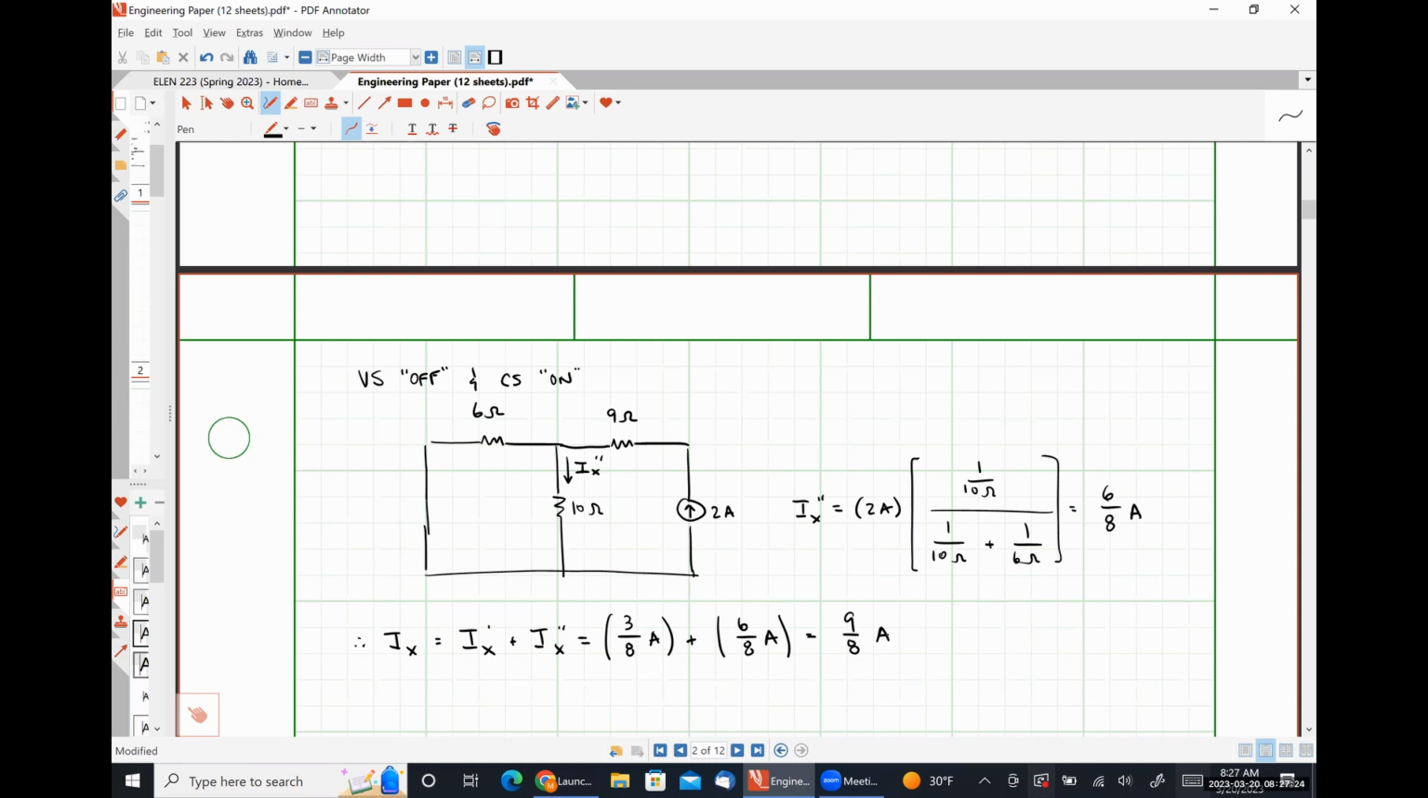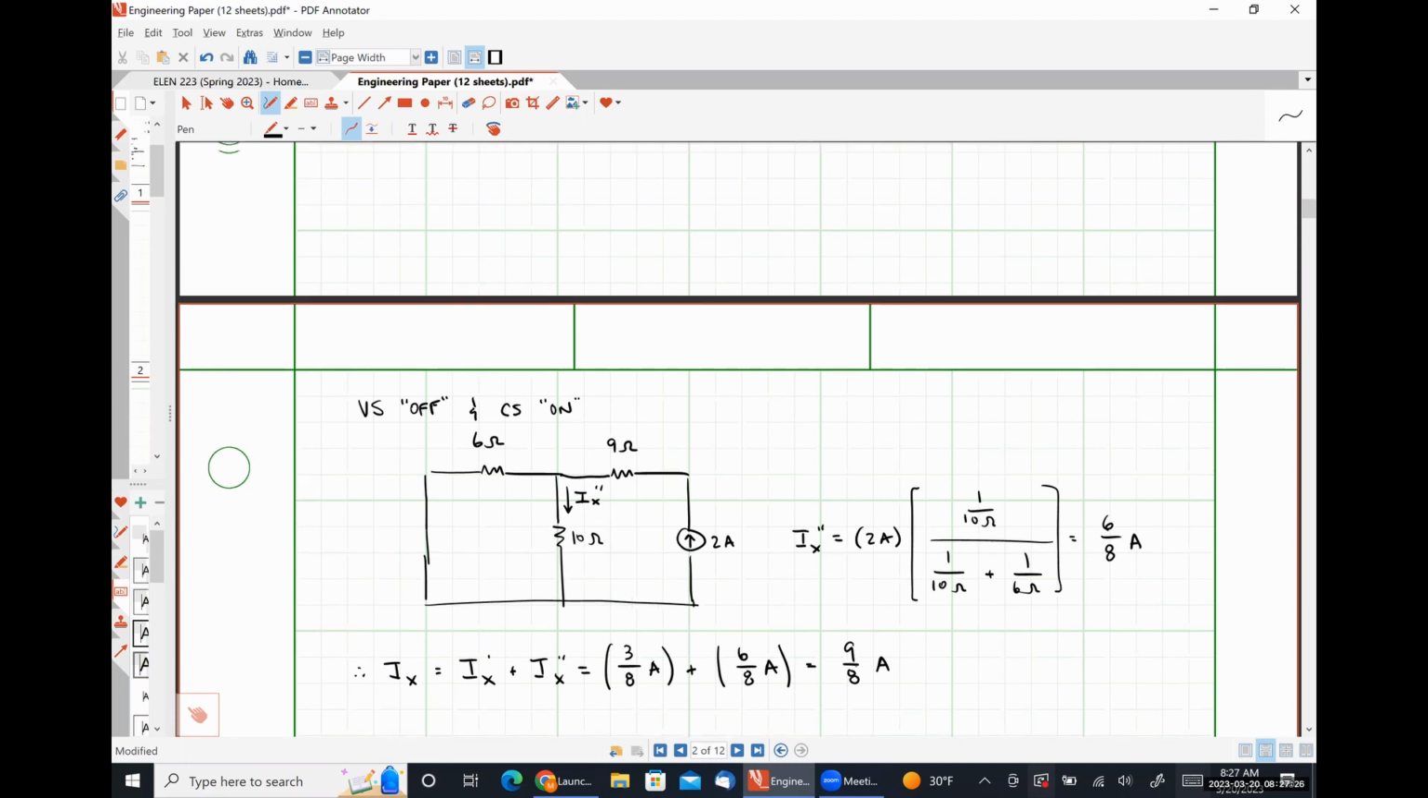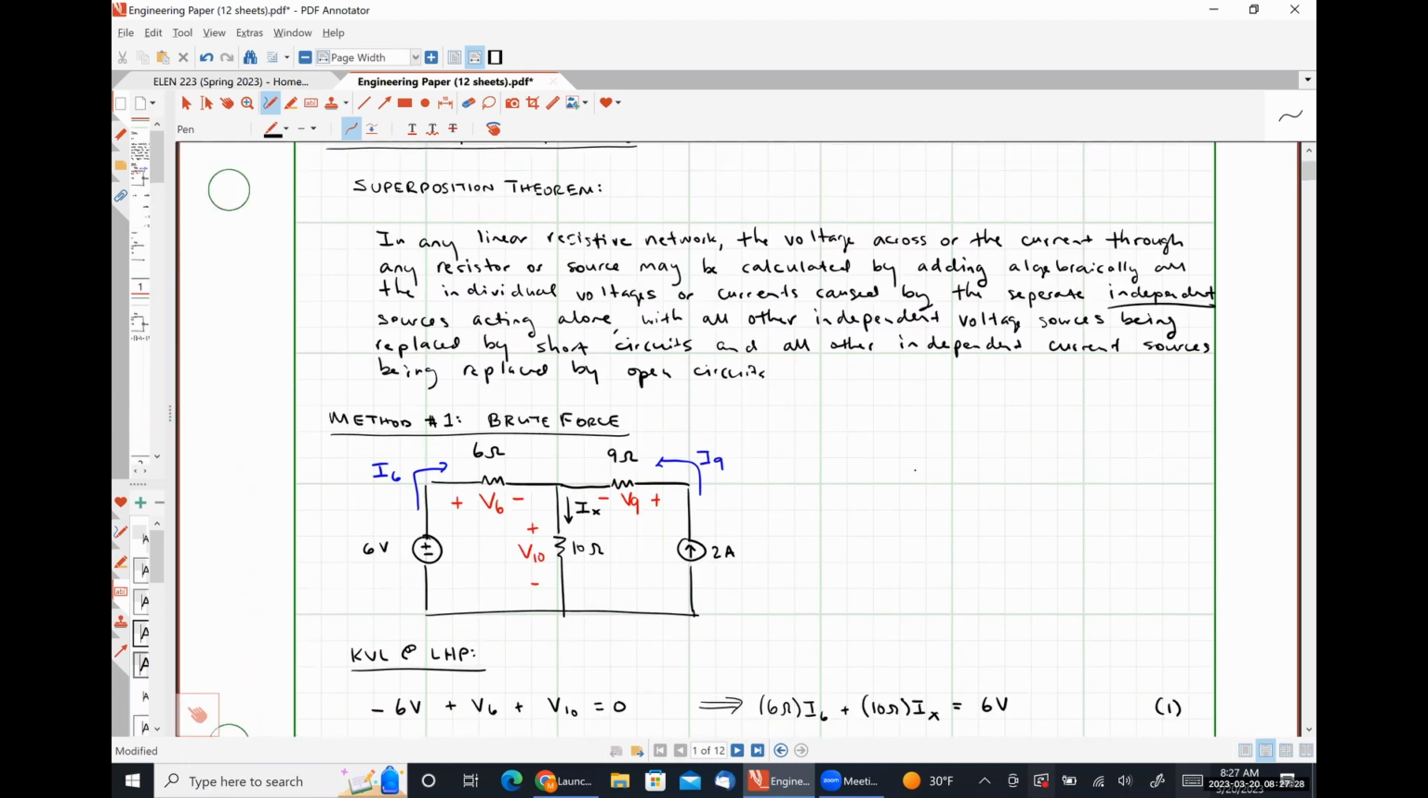I do want to point something out here, and I underlined it way back at the beginning. We can only turn off independent current sources or independent voltage sources. Any dependent source that's in the circuit has to be left on at all times. Can't turn that off. Okay. So now we're going to look at this from a different perspective.